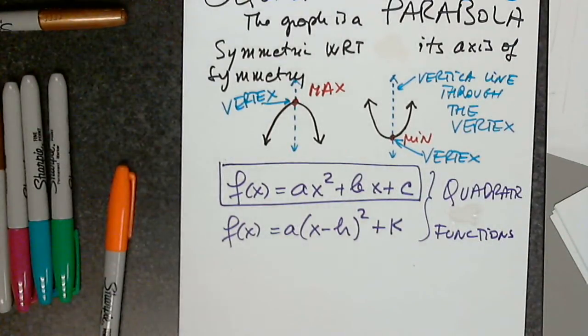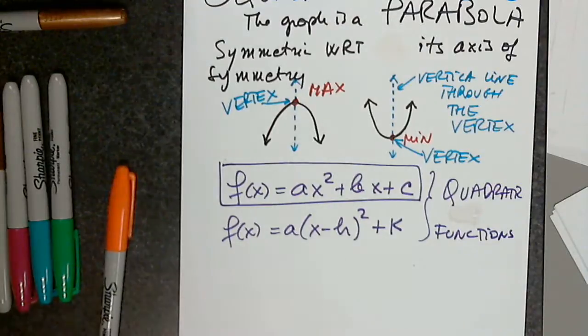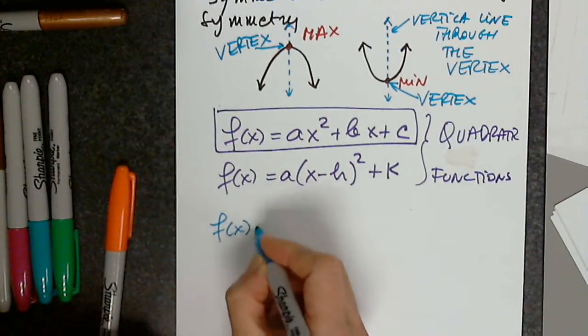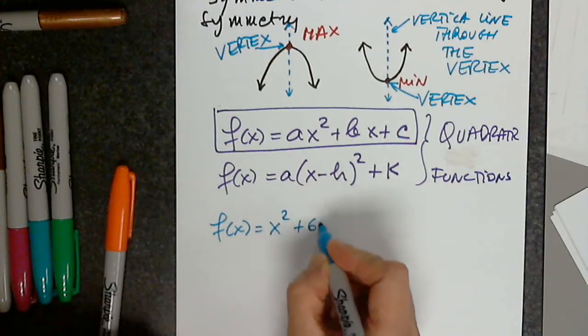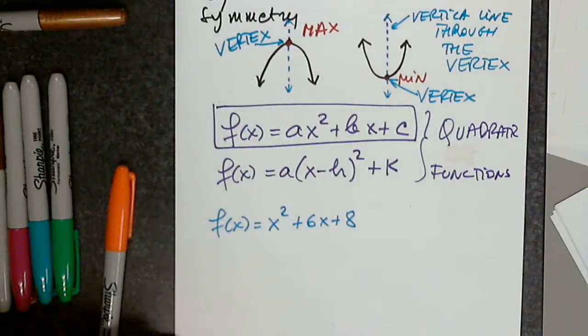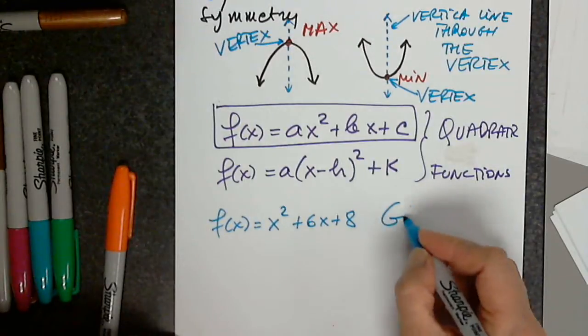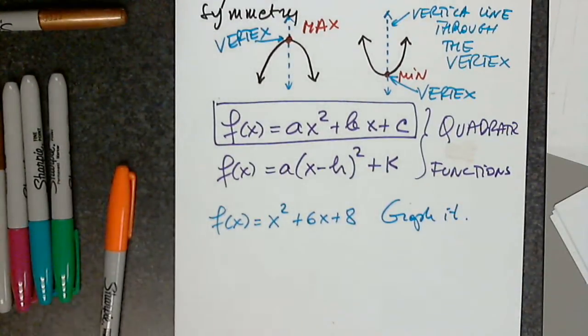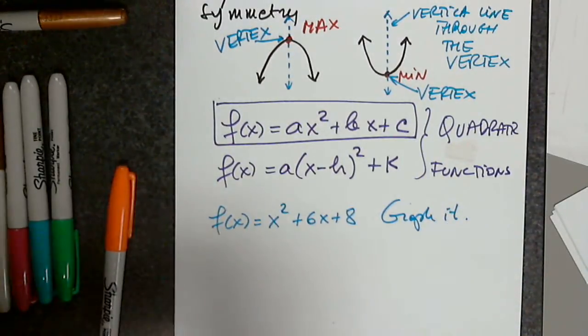Ready? I'm going to make up a function, a simple one to start with. And we're asked to graph it. So the function is x squared plus 6x plus 8, and we're asked to graph this function. First step, the shape.